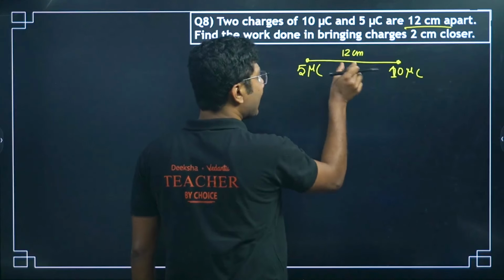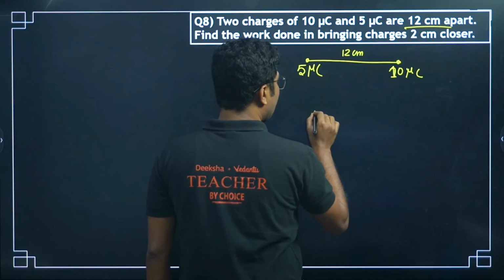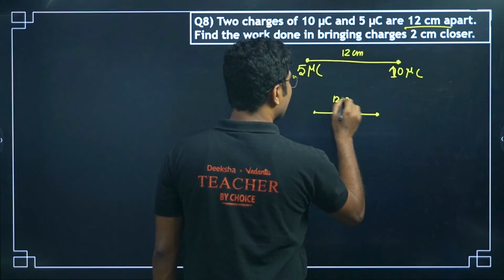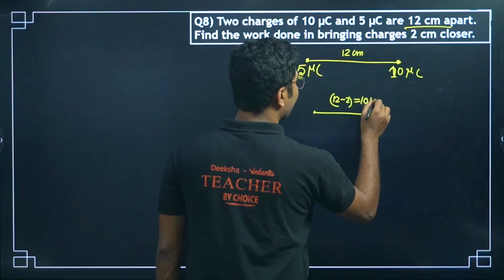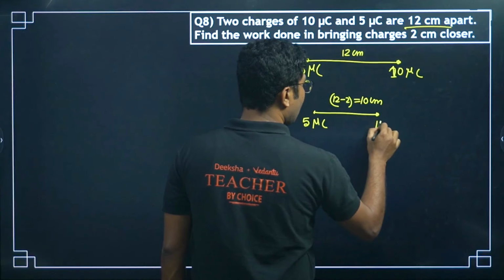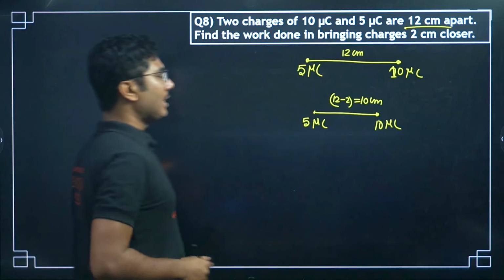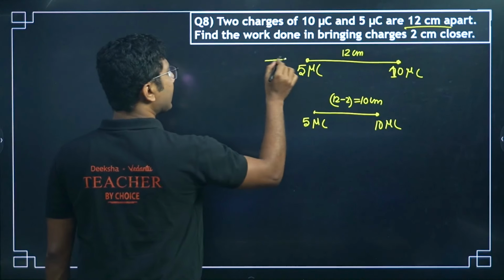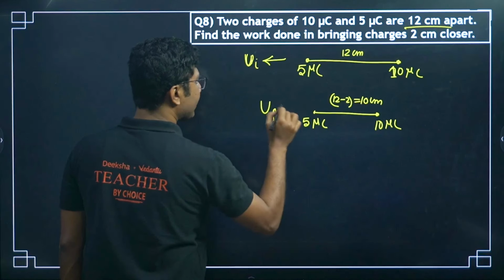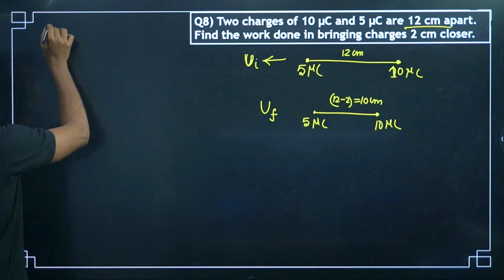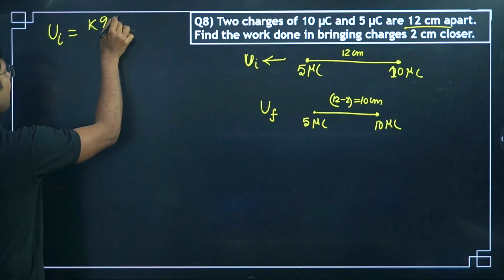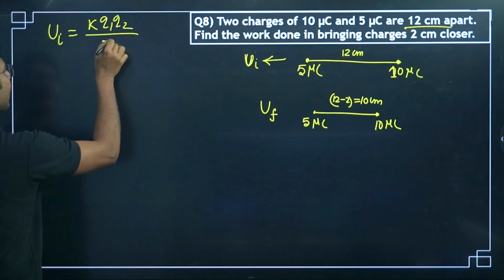Once you bring them 2 centimeter closer, the final distance is 12 minus 2, that is 10 centimeter. So, final distance is 10 centimeter, which is very important to understand. Otherwise, the problem is simple. Now, what is the initial potential energy of the system, and what is the final potential energy of the system? Potential energy between two charges is given by K Q1 Q2 by R square.